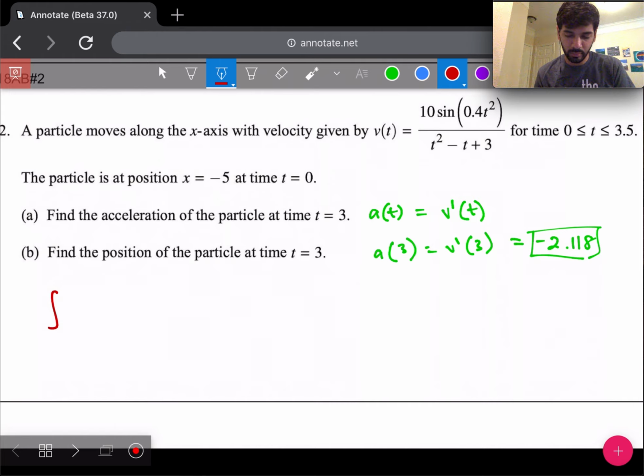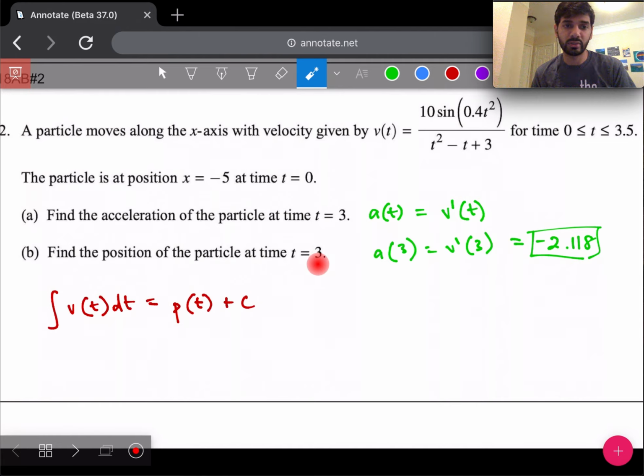So right here, the way I would set this up is with an integral, by taking the integral of v of t dt. Now when I antiderive the velocity, I get the position. So this is equal to p of t plus c. Okay, but here I don't need this plus c because I know some specific bounds here. I'm trying to figure out what the position is at time 3. So I'm going to put a 3 up here for my top bound.